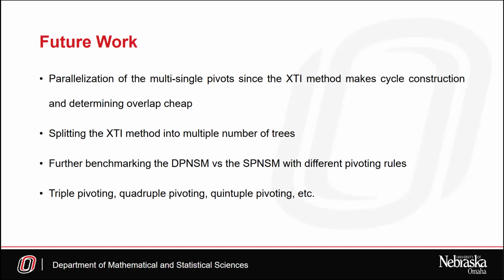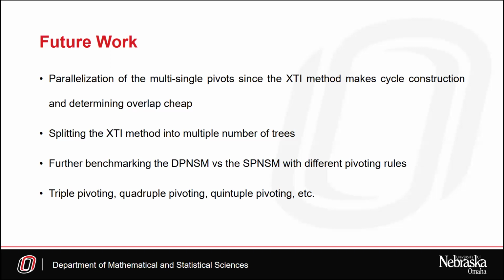And further benchmarking of both methods with different pivoting rules. It's possible that the double pivoting method could perform better with alternate pivoting rules, such as the candidate list rule, first arc rule, best arc rule, probably not that. But some other pivoting rules could probably make the double pivot method even more computationally efficient.